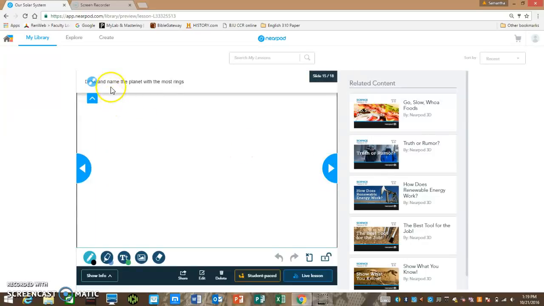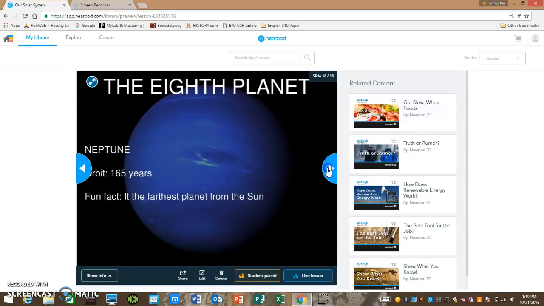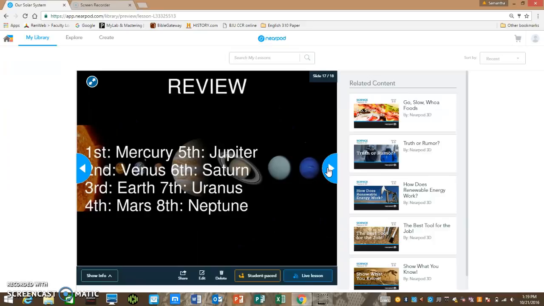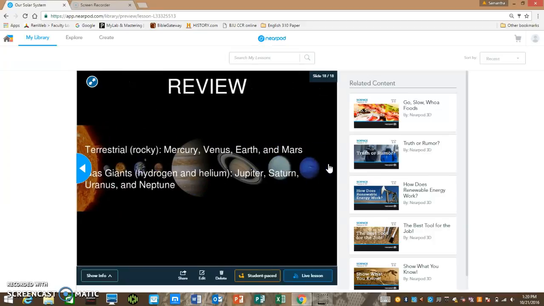And then this slide, they draw and name the planet with the most rings, so the answer would be Saturn. So they would draw a picture of Saturn and then write out Saturn. And then the 8th planet, Neptune. And then a review, just going over the planets in order, and then a review of terrestrial and gas giants.